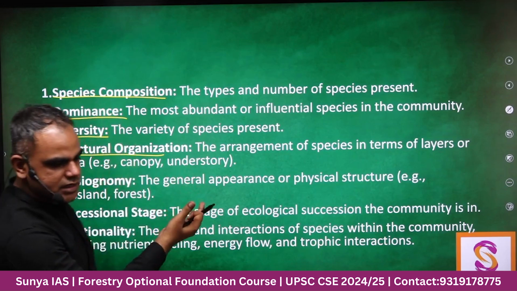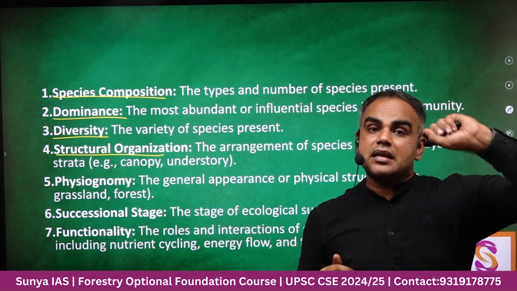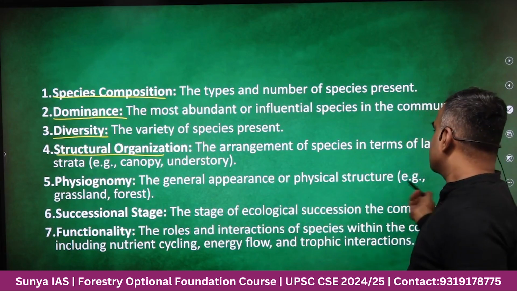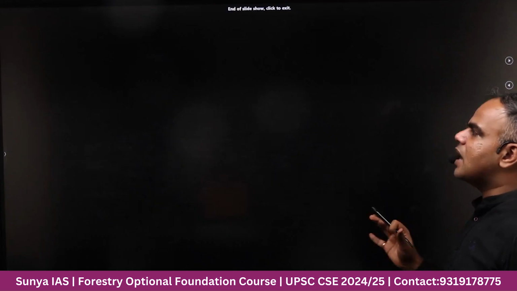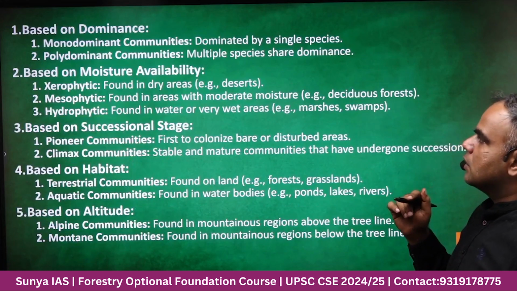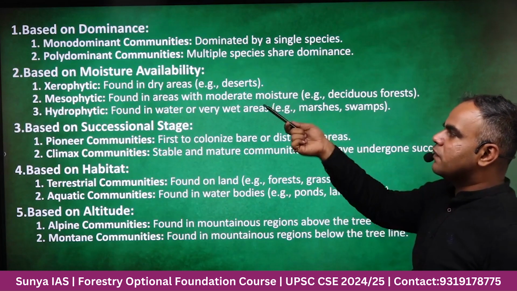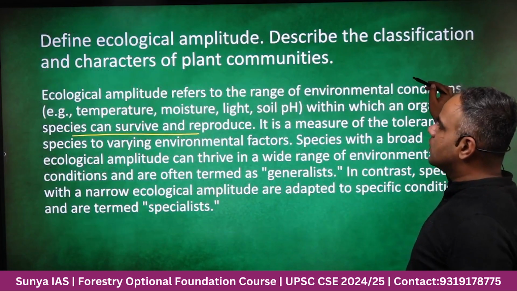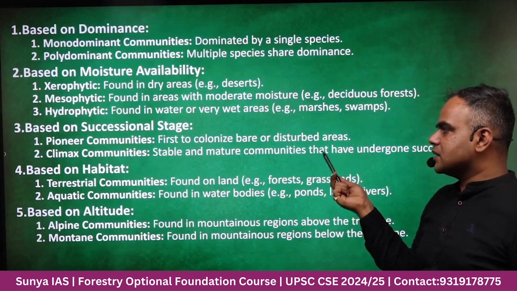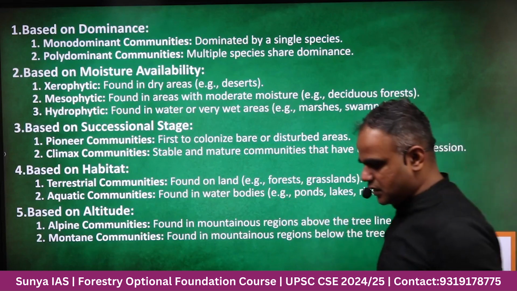By the way, all these things I've already explained in the previous lecture, the different terms, remember the forest community characteristics and characters. So these are the characters: successional stage, functionality, appearance, or the general structure. All these things are not that difficult, I would assume, for people in this class at least. Classification can be based on dominance, so you can have a monodominant or a polydominant community; xerophytic, mesophytic, hydrophytic, as you've seen in ecological succession also. Successional stage: pioneer, climax. Based on habitat: terrestrial, aquatic. Based on altitude. So these are a few things you understand here.